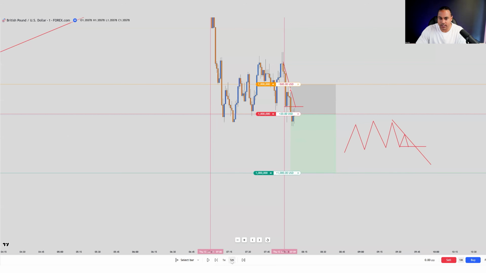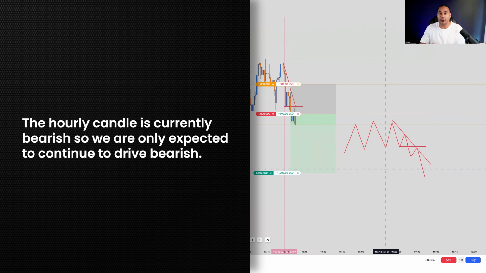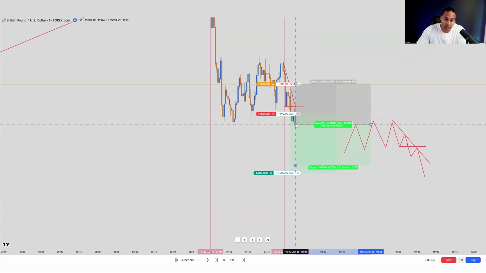Now you probably notice here in this formation, we are creating another lower high. So as I said, now what we've done is we've broken the low, we've created another lower high. And again, what we're anticipating is price to continue bearish. Pretty simple. The hourly candle is currently bearish, so we only expect it to continue to drive bearish.